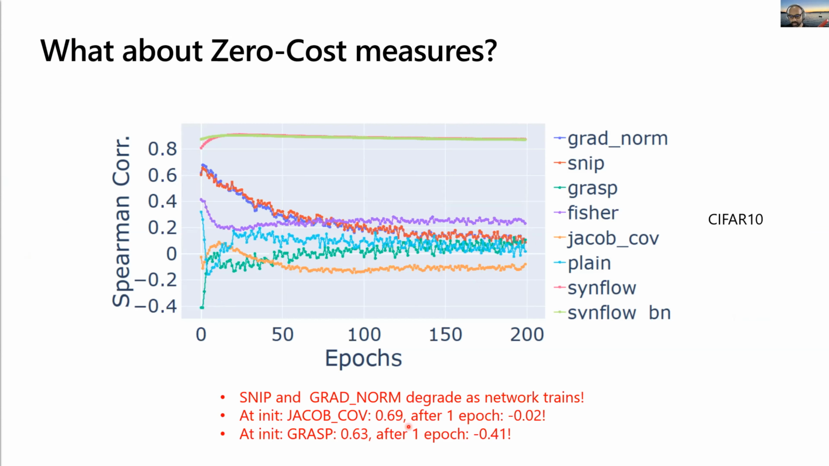So you can see that things start off well, but as epochs progress, if you rerun this scoring mechanism after every epoch, this is Jacob covariance. Jacob covariance is the Mellor et al. paper, which uses the sensitivity of feature maps at the data points as a scoring mechanism, and the correlation between them. And that degrades from 0.69 to minus 0.02, which is almost 0 correlation, immediately right after one epoch. So this is a phenomenon.